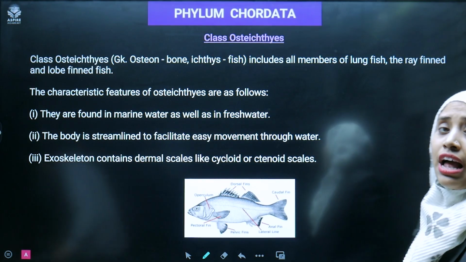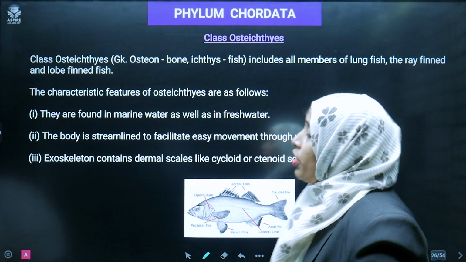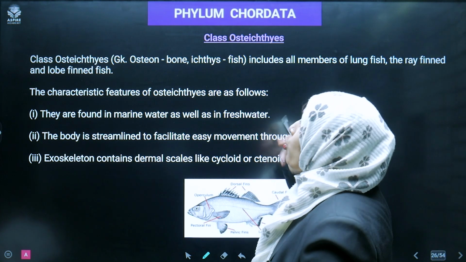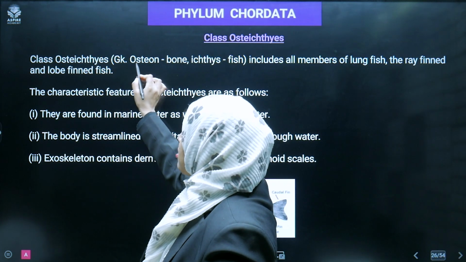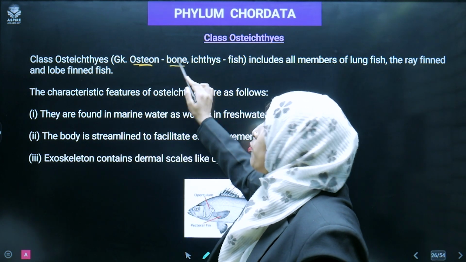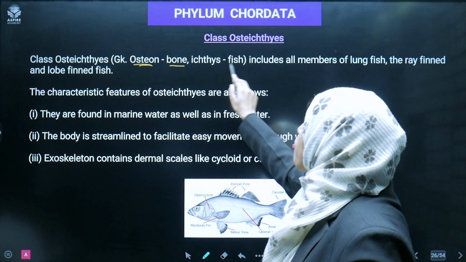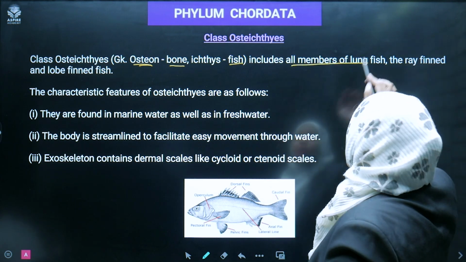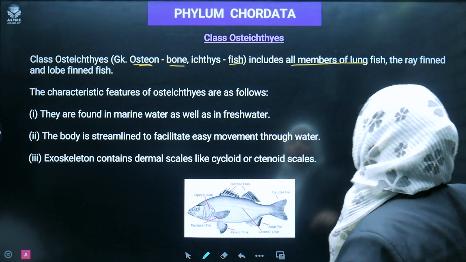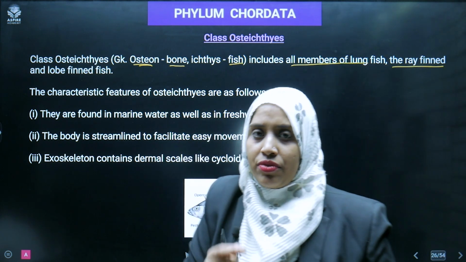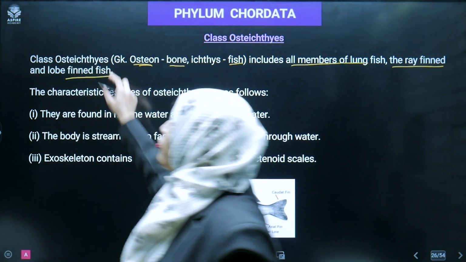Now we'll see class Osteichthyes. Okay, Chondrichthyes were the cartilaginous fish. So what is Osteichthyes? Bony fish. In the class Osteichthyes, the word osteon means bone and ichthys means fish. So it includes all the members of lungfish, the ray-finned and lobe-finned fish.